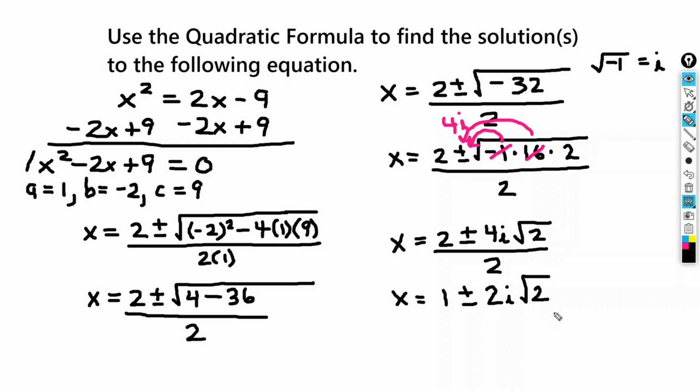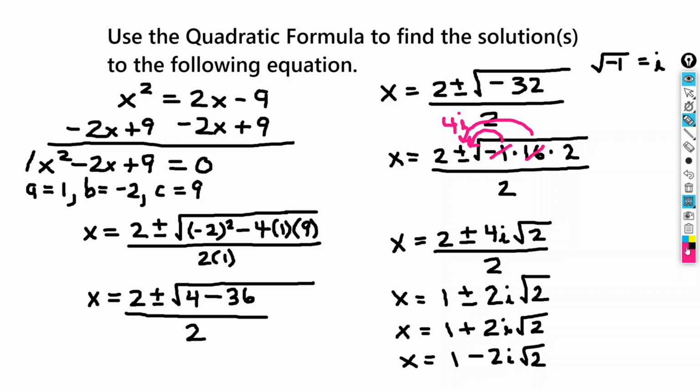And you may be thinking, okay, well, what does that mean? We have one solution, 1 plus 2i square roots of 2. And then the other solution is 1 minus 2i square roots of 2. So these are complex solutions. They're not real solutions. And what this means is this parabola, this quadratic, when it's graphed, it's never going to cross the x-axis. And I'll demonstrate that in a minute on Desmos.